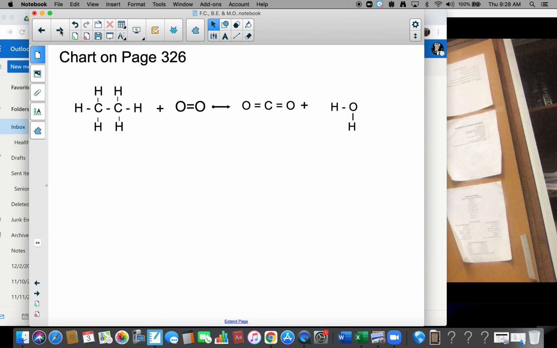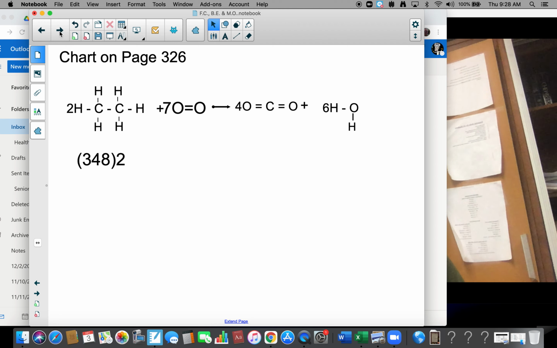So we take a look at the problem. We have to balance it first. Trust me, that is balanced. All right, so first we're going to look at the carbon-to-carbon bond. If you look at page 326, that's 348 kilojoules per mole. Right now, we just work with a number. Because there's a 2 out front, we're going to multiply that by 2.